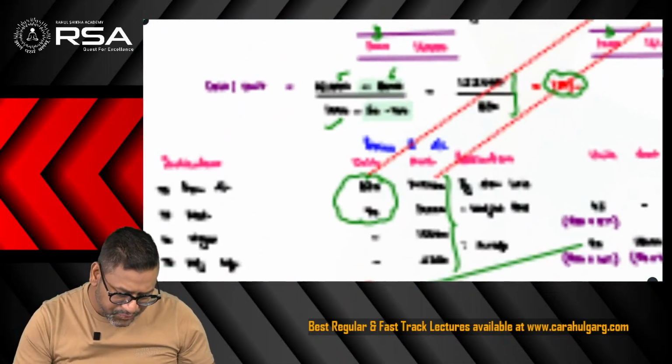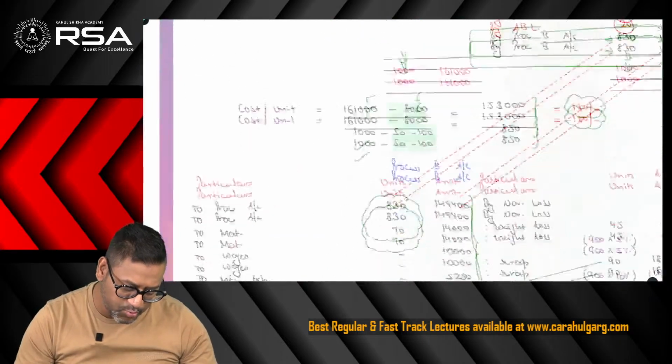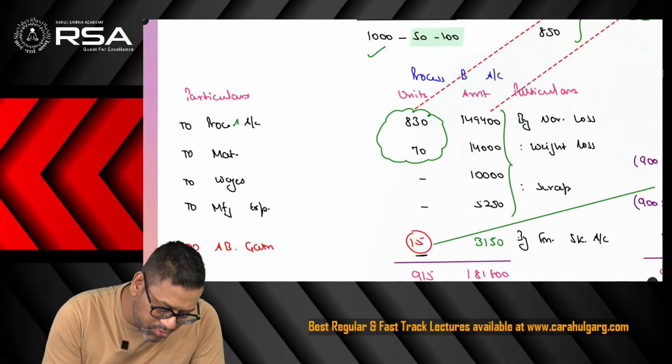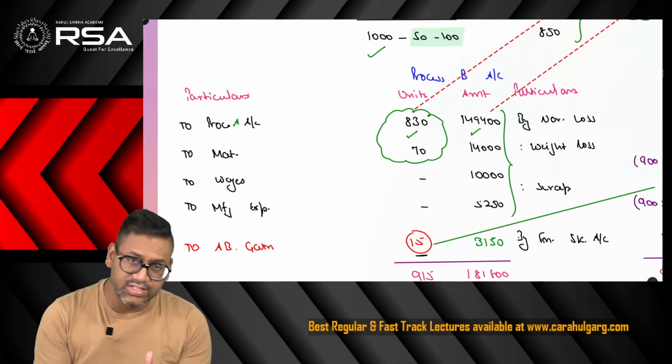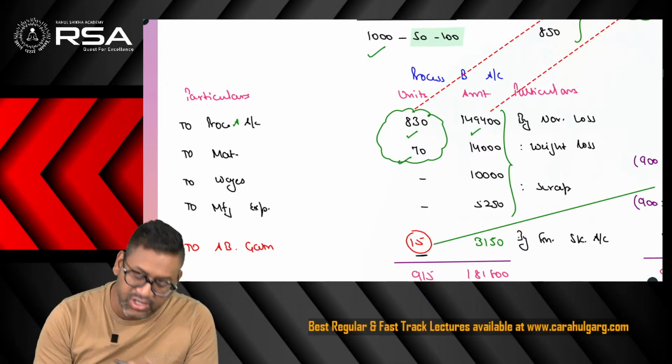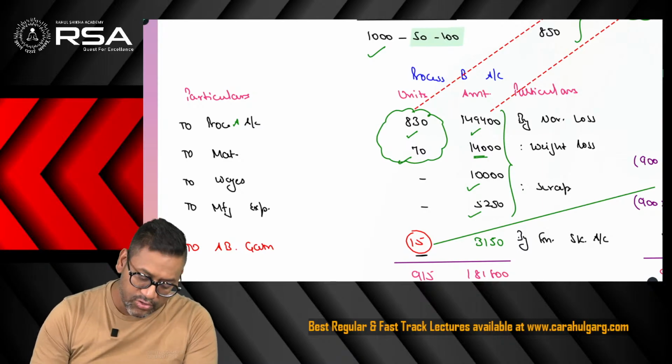Let us move over here. First of all, the output of process A is received by process B, so process B will say to the process A account: 830 units and 1,49,400. Other than that, the question said there will be an input of 70 units of fresh material at the rate of 200, so it will become 14,000. Wages are 10,000, manufacturing expenses are 5250.